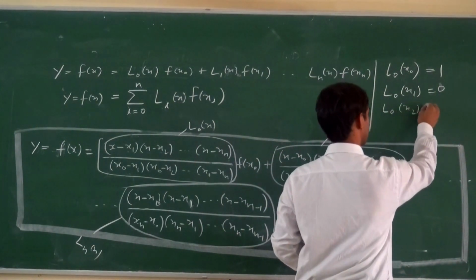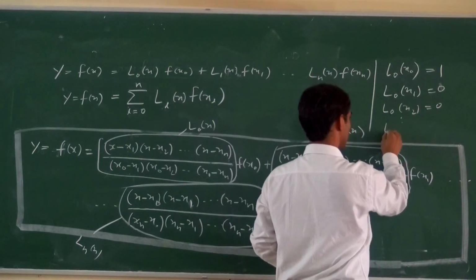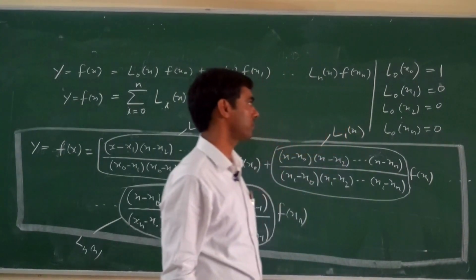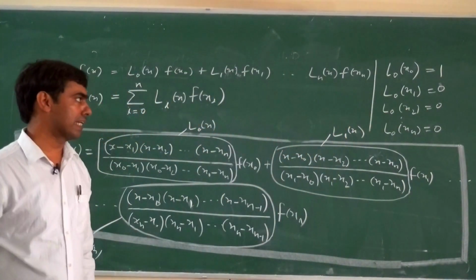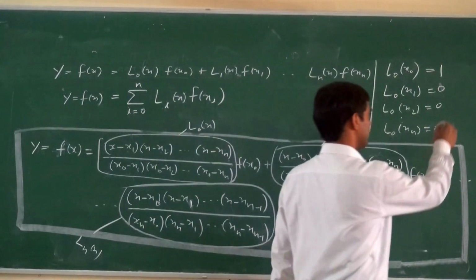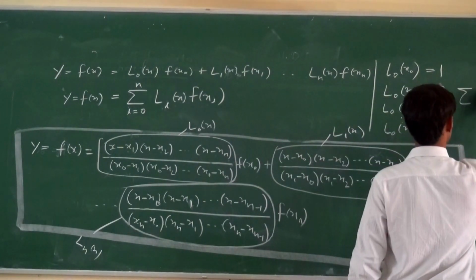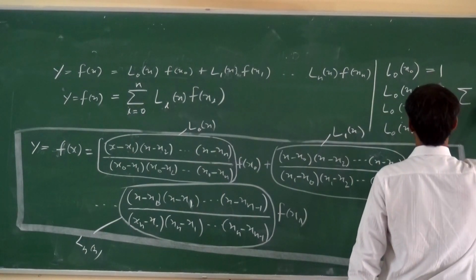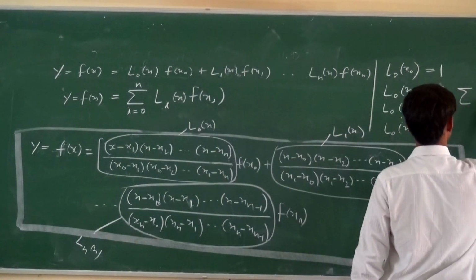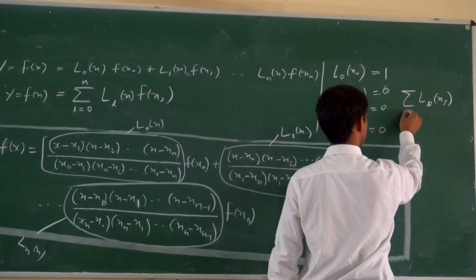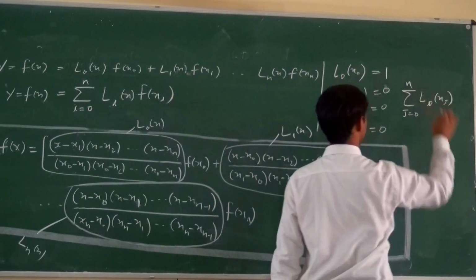L0 x2 is 0. Similarly, L0 xn is also 0. So what we conclude here, we find the summation of Li x0 xj, and this one ranges from j equals 0 to n.